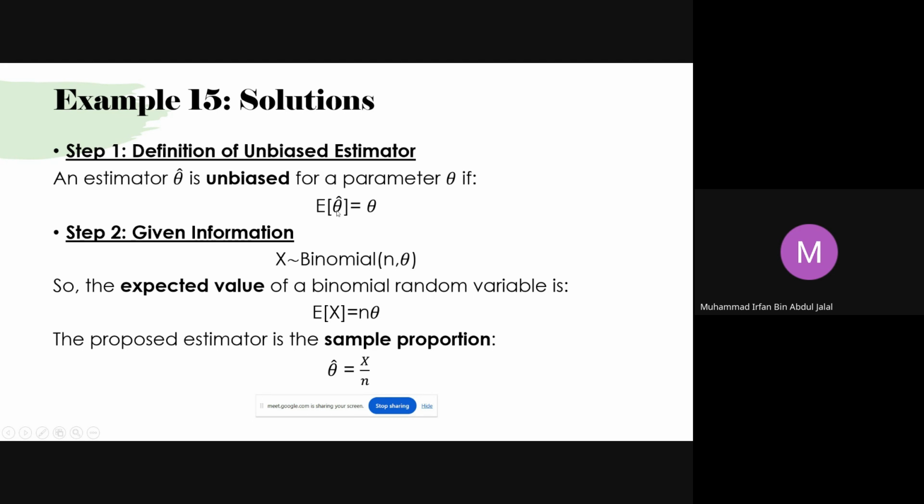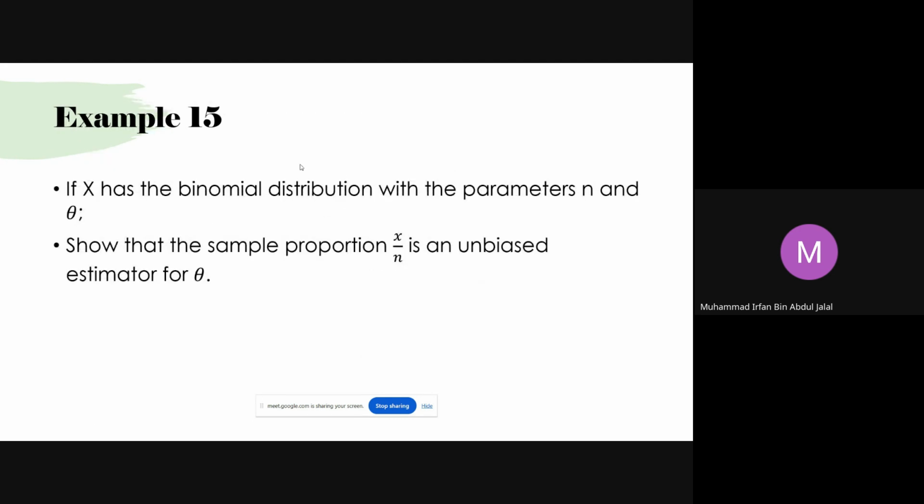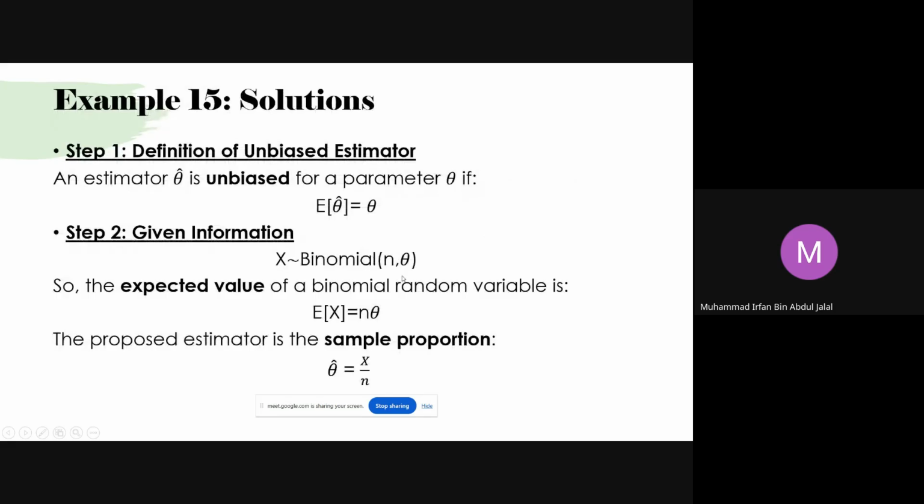For example, in our case, we call it the sample proportion here. In the long run, if we compute lots of sample proportions for this condition of interest, in the long run it will be equal to the true population proportion.